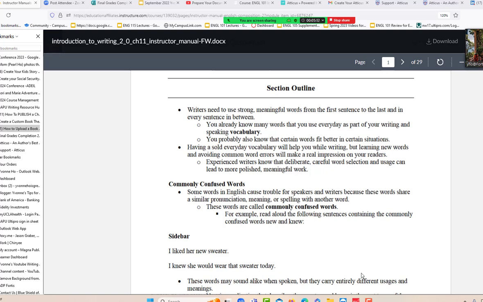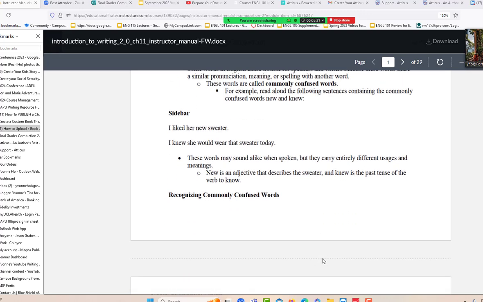Commonly confused words. Some words in English cause trouble for speakers and writers because these words share a similar pronunciation, meaning, or spelling with another word. These words are called commonly confused words. For example, read aloud the following sentences. I liked her new sweater. I knew she would wear that sweater today. These words may sound alike when spoken, but they can carry entirely different usages and meaning. New is an adjective that describes the sweater, and knew is the past tense of the verb to know.